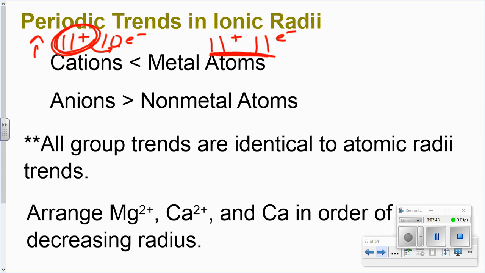But anions are opposite. Zeff goes down. For example, if I have 17 protons and 17 electrons in chlorine, I still have 17 protons because you can't gain or lose protons very easily. But now I have 18 electrons because I've gained one. Now I have this being distributed over this. So the effect of those 17 positives is much lower.